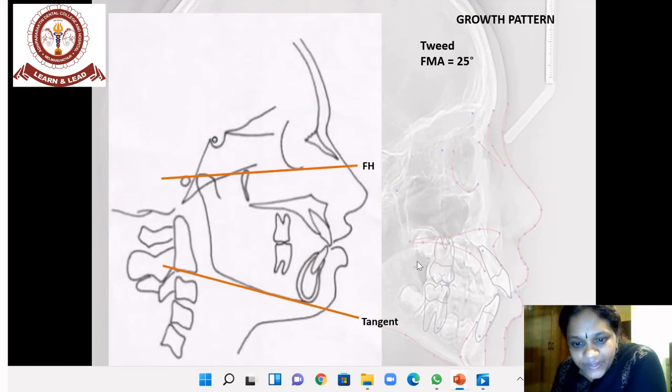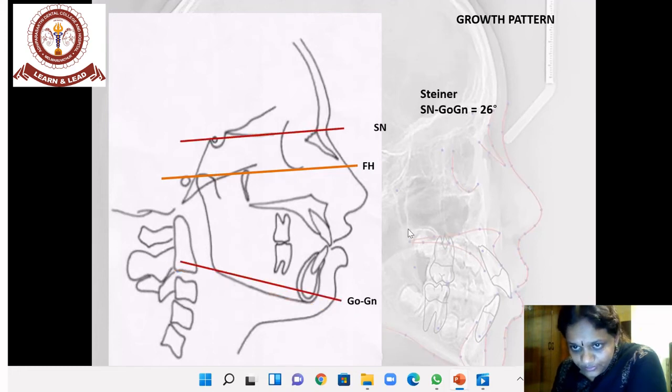Coming to growth pattern, which is predicted in TWEED'S with the mandibular plane and FH plane, your FMA angle will give you the idea whether the patient is a vertical grower or horizontal grower. In STEINER'S, again it is the mandibular plane angle only, but here we will be taking gonion and gnathion.